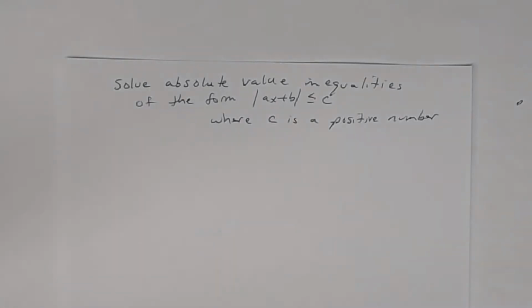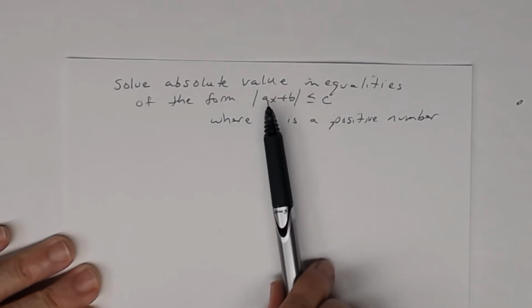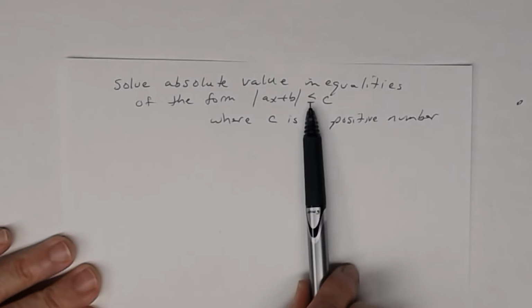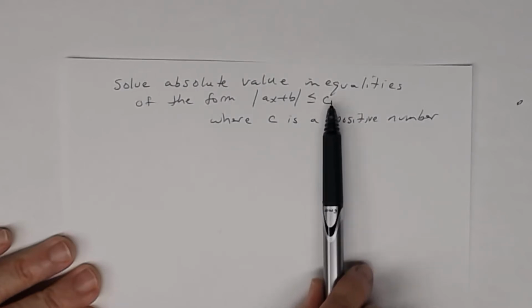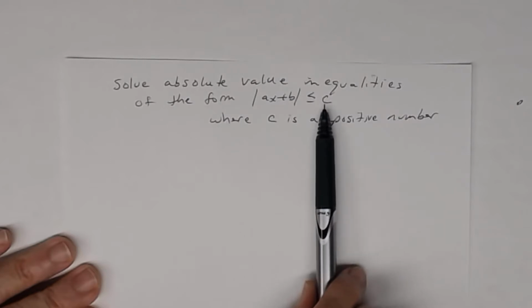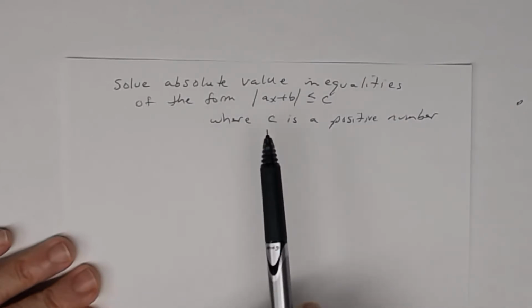In this lesson, we're going to learn how to solve an absolute value inequality. And the absolute value inequalities that we're going to look at in this lesson are going to be of this form. So it'll be an absolute value of an expression with the variable x is going to be less than or equal to some positive number. So this number on the outside will be positive. Okay, so we're going to look at the parts where this is positive.